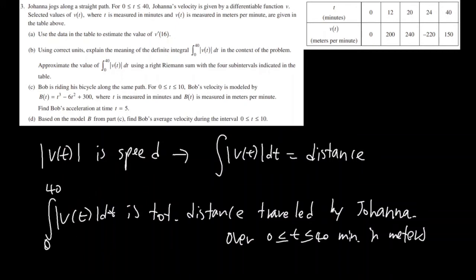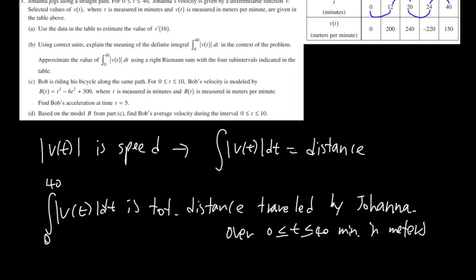Now we need to approximate the value of it using a right Riemann sum with 4 subintervals, right? The 4 subintervals that we're talking about are 0 to 12, 12 to 20, 20 to 24, 24 to 40. What the right Riemann sum is going to be is the difference between the t values times the right of the 2 velocity values. So in this case, it's going to be the difference between 0 and 12 times the one on the right, which is 200. And by the way, it's important: since we're dealing with absolute value here, we're going to be taking the difference in time multiplied by the absolute value of the velocity on the right.